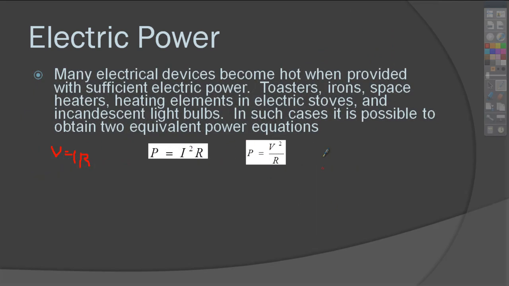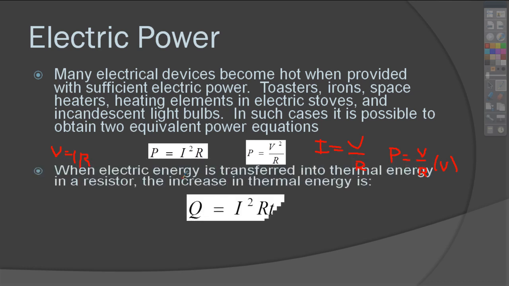I squared R. Same thing here, except instead of replacing the V, we replace the I. And we know from Ohm's law that I equals V over R. So we have power equals IV, or since we know I equals V over R, we get V squared over R. That's how we get our second equation.